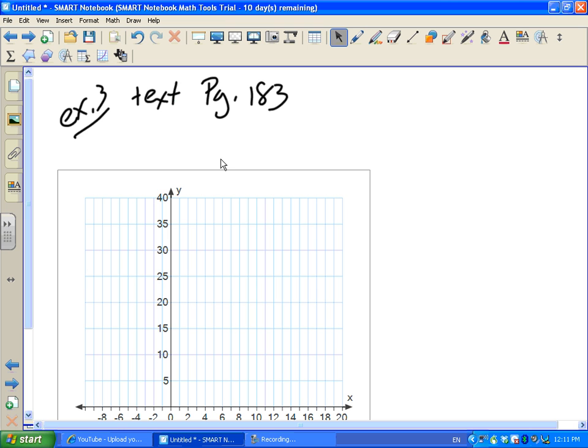Okay, let's move on to question number 3 on text page 183. The question says that a firework display, a firework is launched from the height of 2 meters above the ground and reaches a maximum height of 40 meters at a horizontal distance of 10 meters. First they want us to determine the equation of the model and the flight path of the firework.